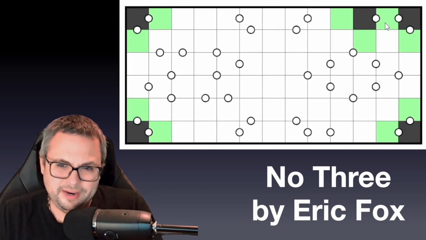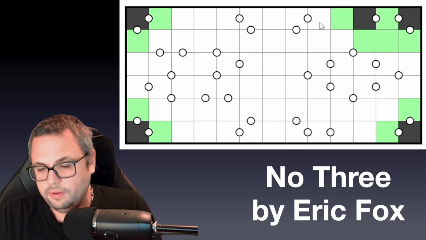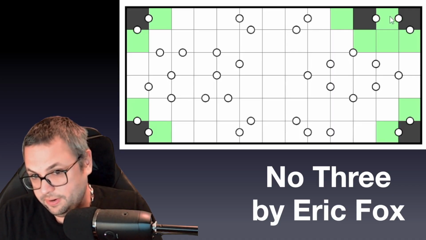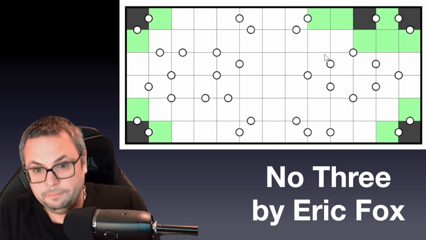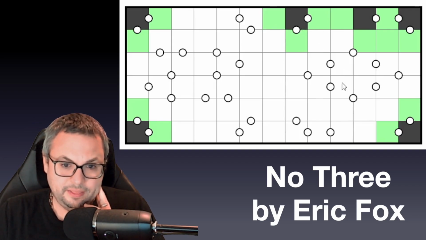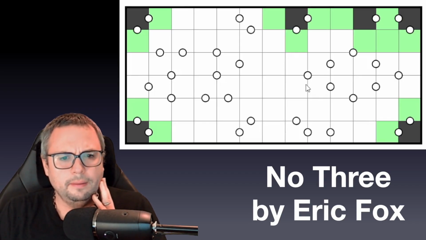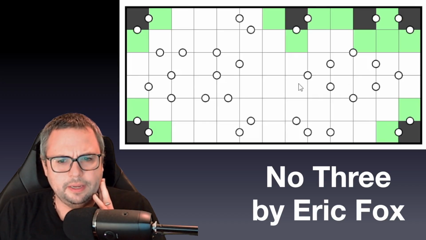This green cell here needs to connect to its friends, and because of the bespoke rule of this genre, I can't shade that, or that would be 3 shaded cells in an arithmetic progression. So this is unshaded, therefore that's shaded, and that's unshaded, therefore that's unshaded. Like that. Okay.